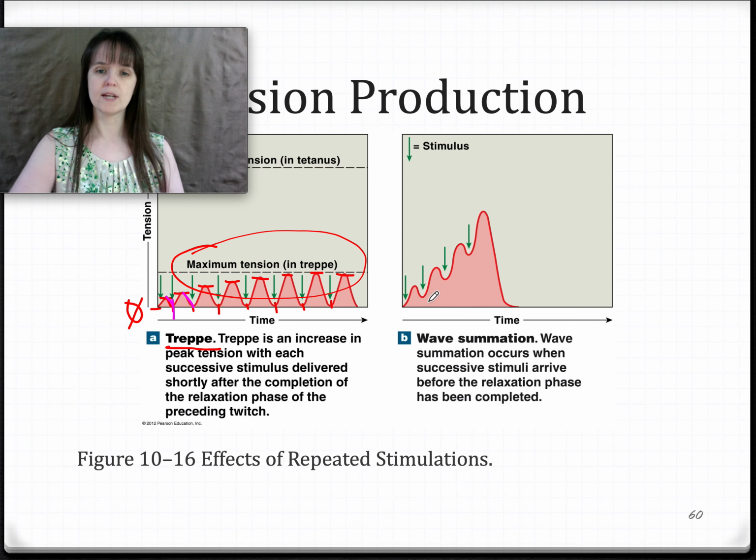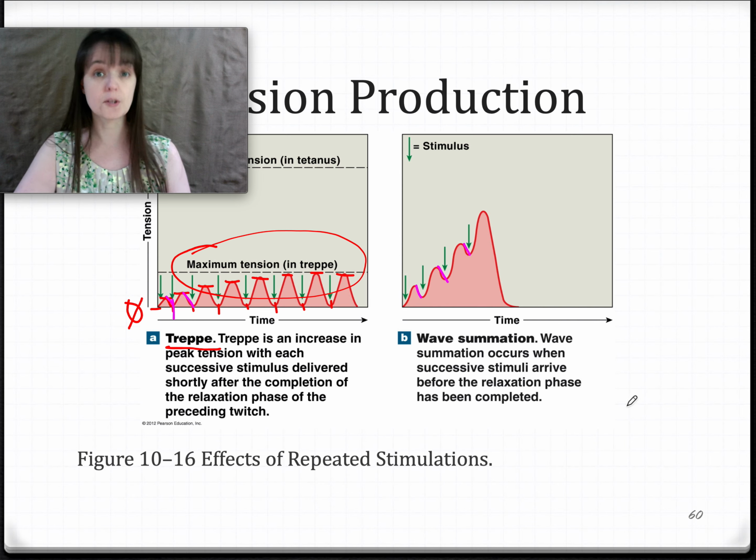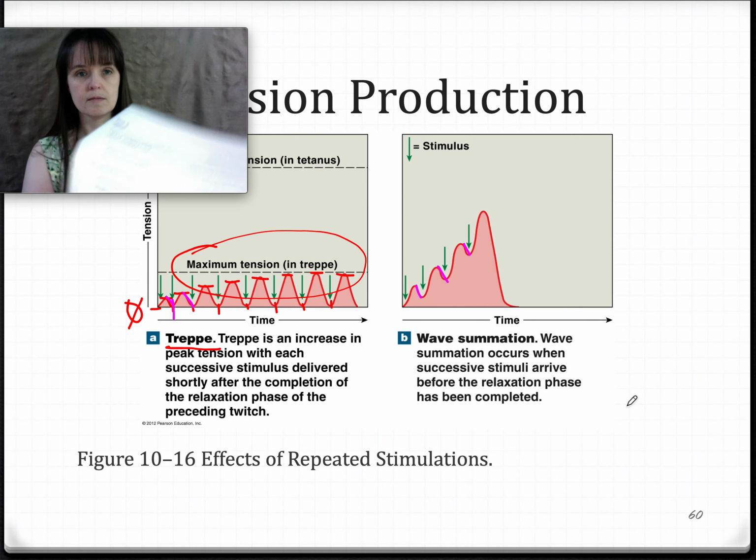In wave summation, the stimulation is more frequent. The stimulation frequency is higher. It is stimulated more often, more quickly. And there is a partial relaxation, but not a full relaxation before the next stimulation. So, top of page 13, or this part.